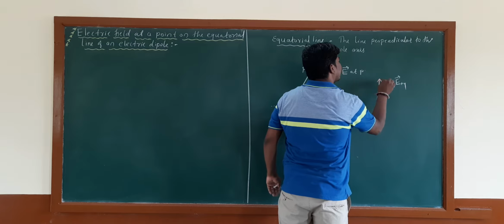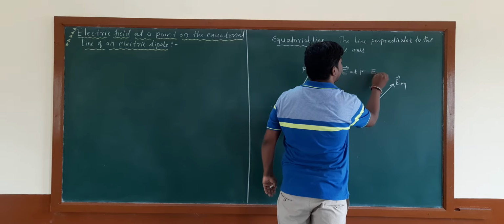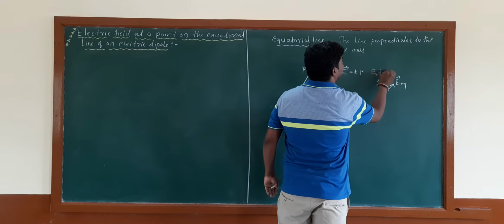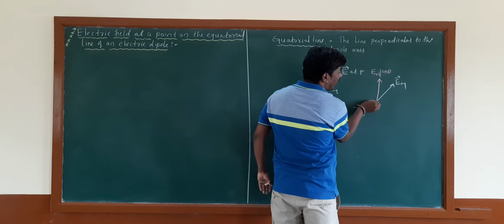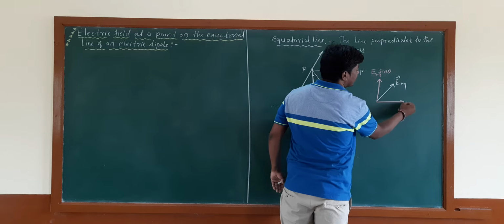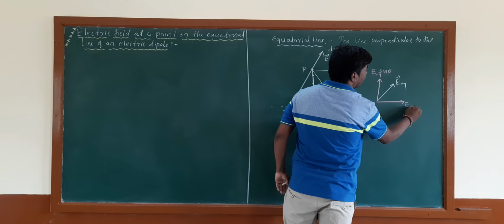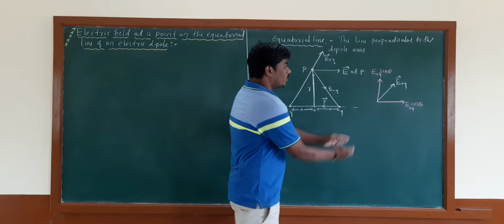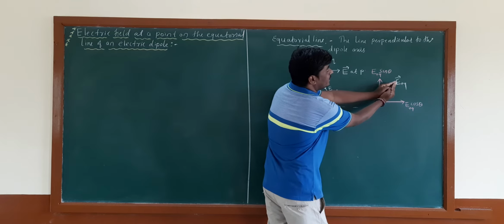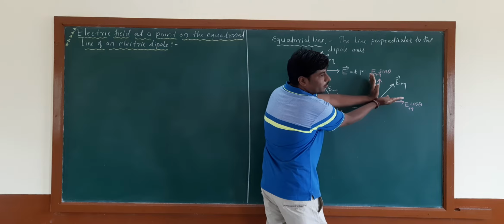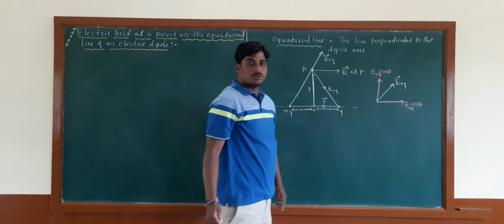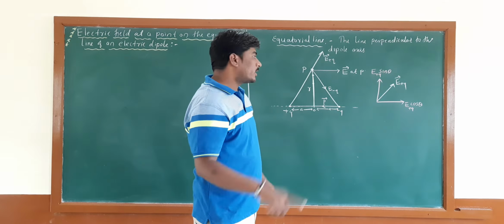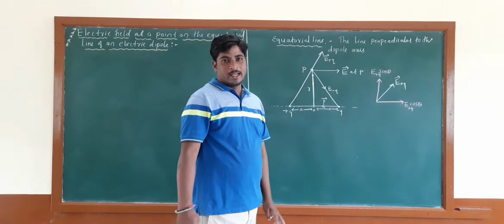One here, it is E plus Q sin theta, and along the horizontal it is E plus Q cos theta. So this field is resolved into two components: one is E plus Q sin theta, and along the horizontal is E plus Q cos theta.